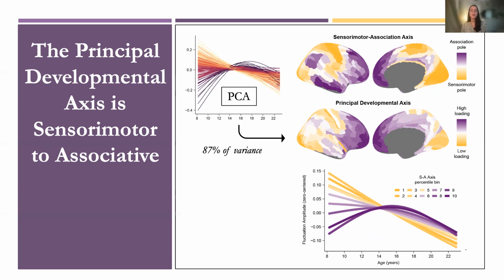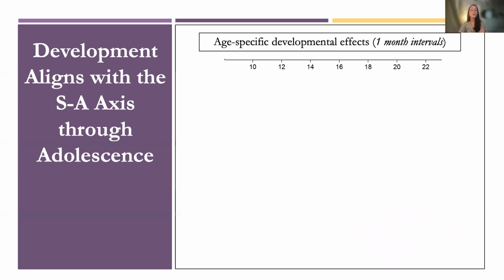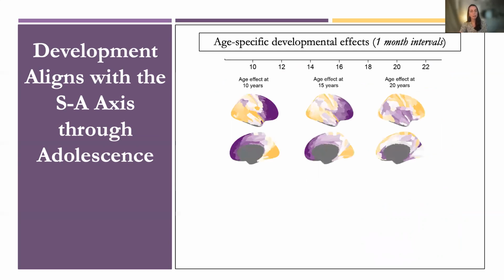Finally, we wanted to elucidate whether this sensorimotor-to-association neurodevelopmental pattern dominated at every age between 8 and 23 years of age, or if it was most pronounced in a specific age range. To explore this, we quantified age-specific developmental effects at approximately 1 month intervals between 8 and 23. So here, for example, are fluctuation amplitude developmental effects at ages 10, 15, and 20.